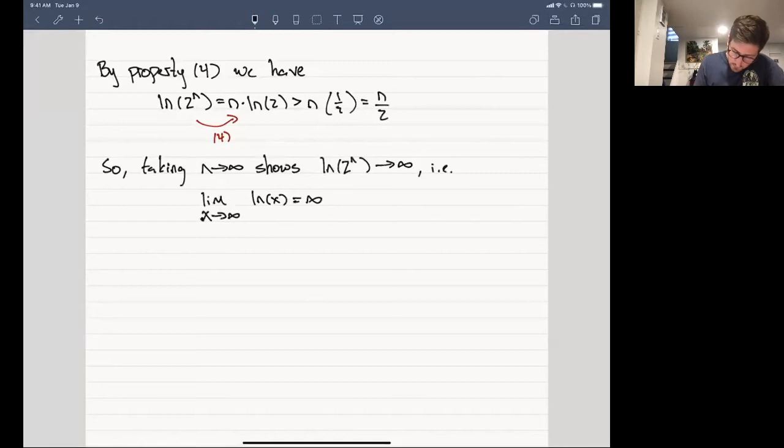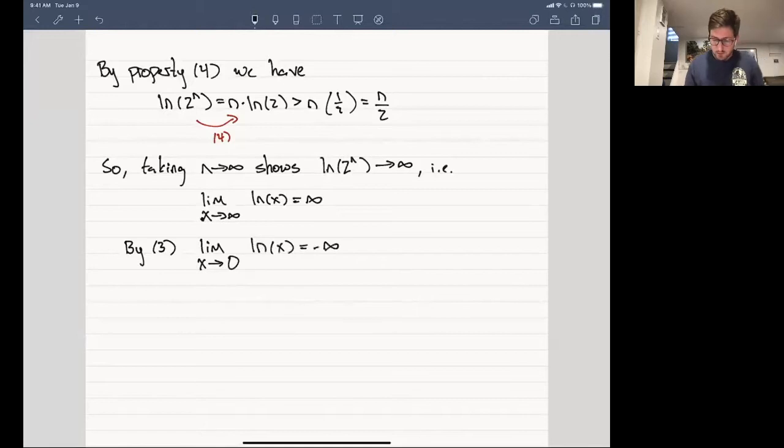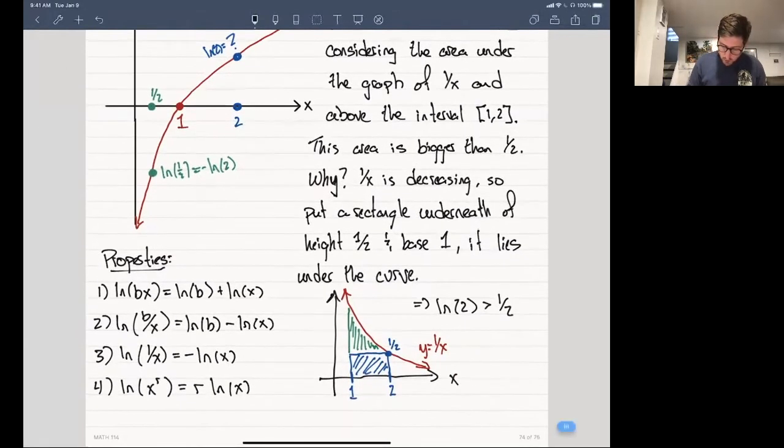And from property 3, the limit as x goes to 0, so 1 over infinity, you can think of it that way. This is equal to minus infinity. And that is just by using this 1 over rule right here. So you can see that there's an asymptote at 0.